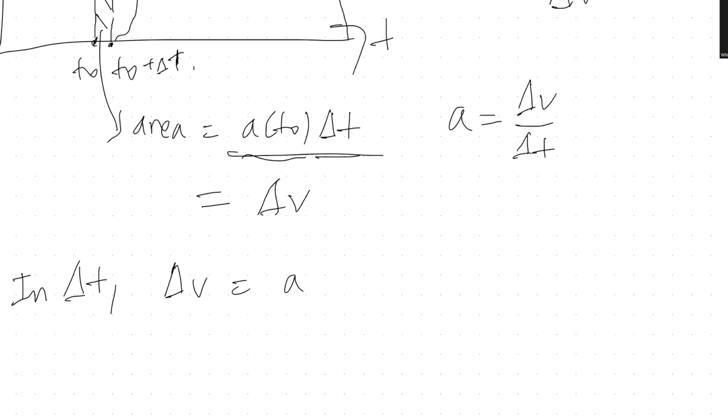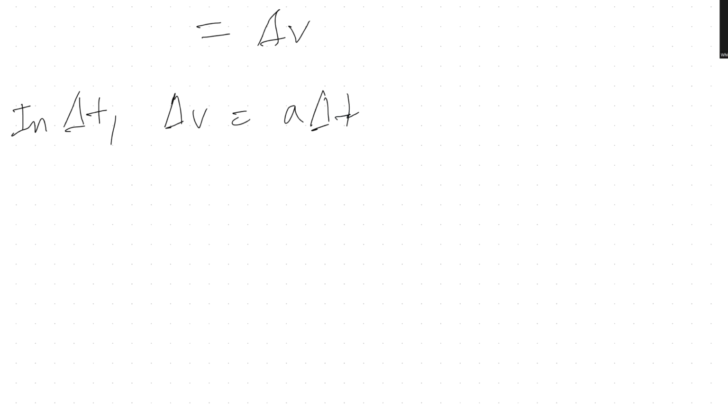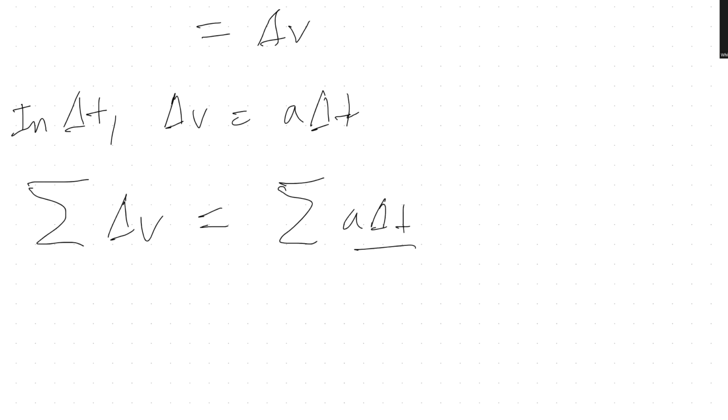And what we can do is sum all of these infinitesimal areas. We can take this small area here, this area here, basically all of the small infinitesimal areas under this graph, and sum everything up. When you sum all of these areas together, the sum of these small changes in velocity will correspond to the sum of these small areas, because these a delta t's are the small vertical areas.